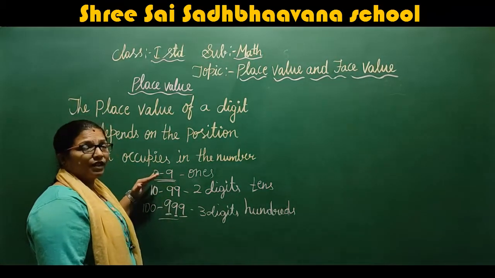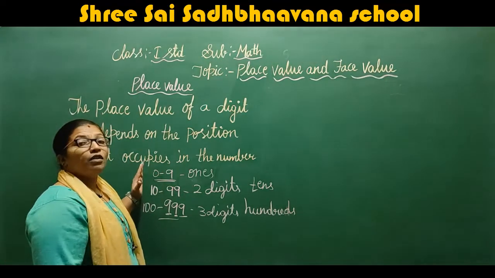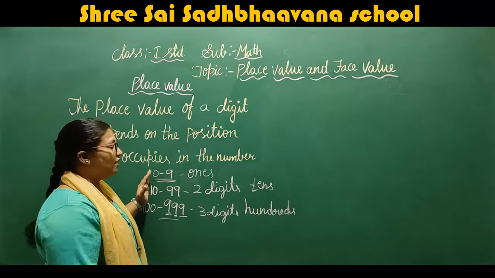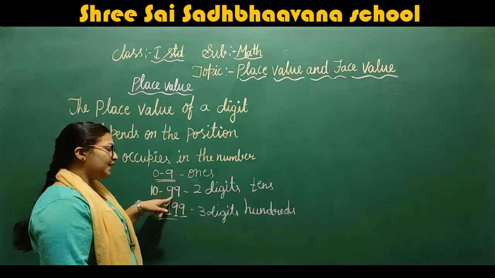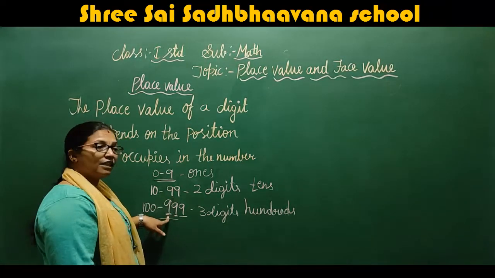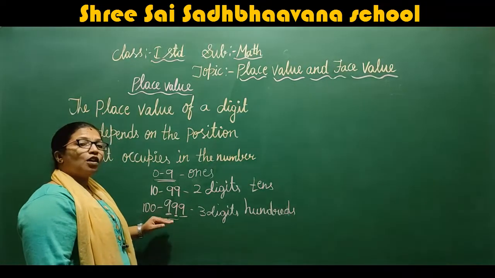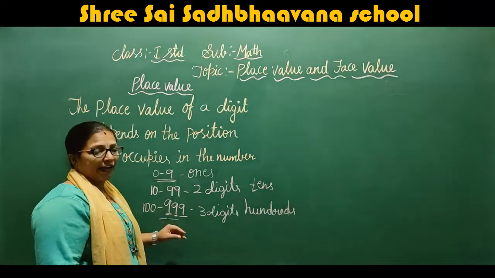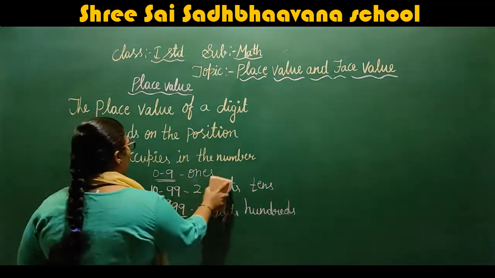So place value decides where the number is. If it is in ones place, it will be 9. If it is in tens place, it will be 99. And if it is in hundreds place, 999. So place value is different, right? Let's see an example now.